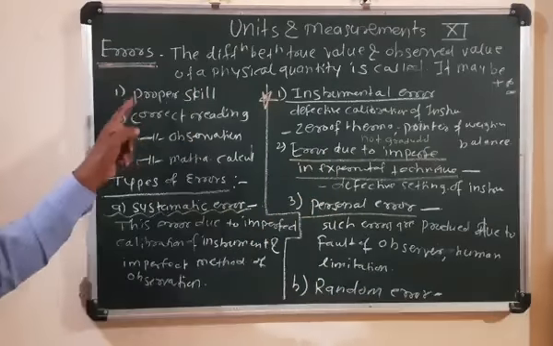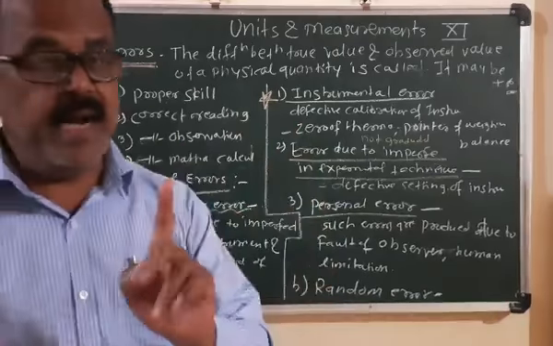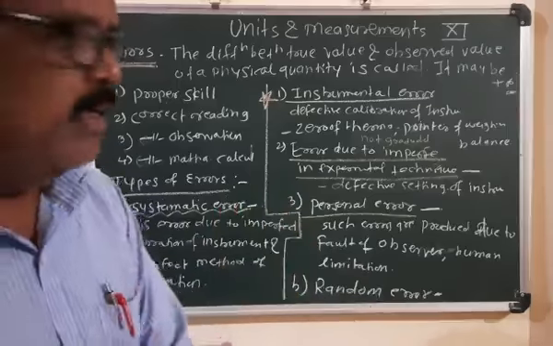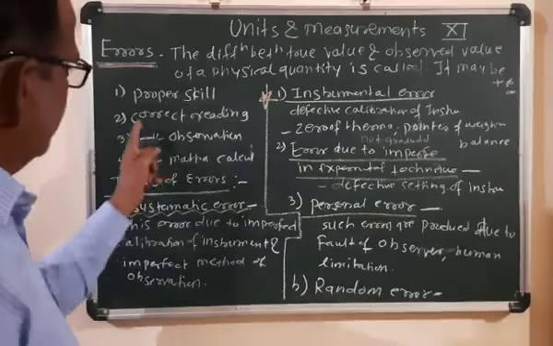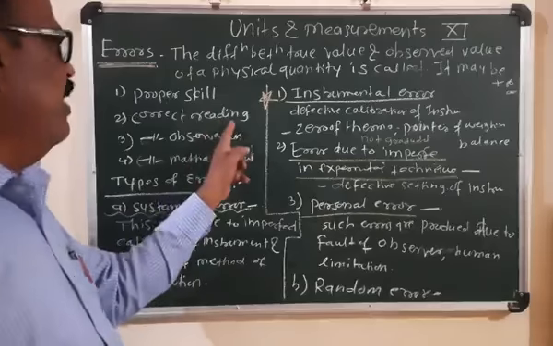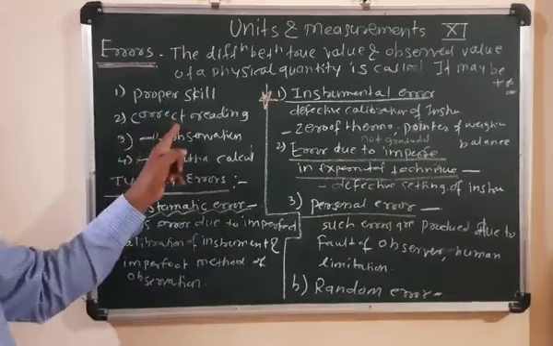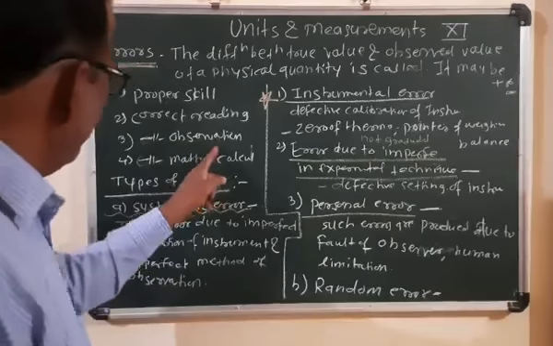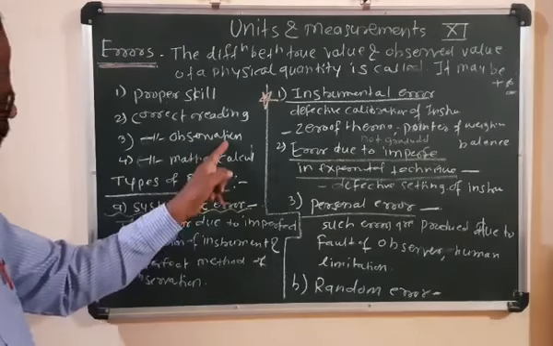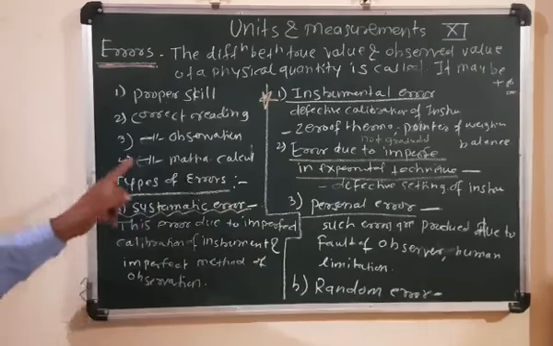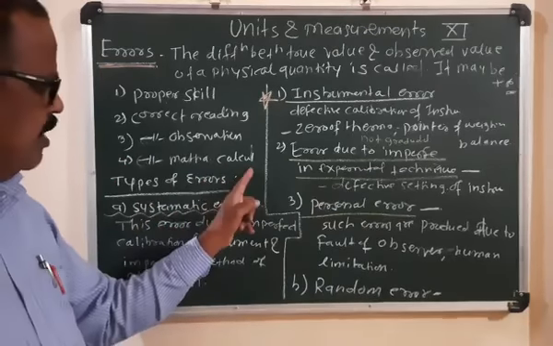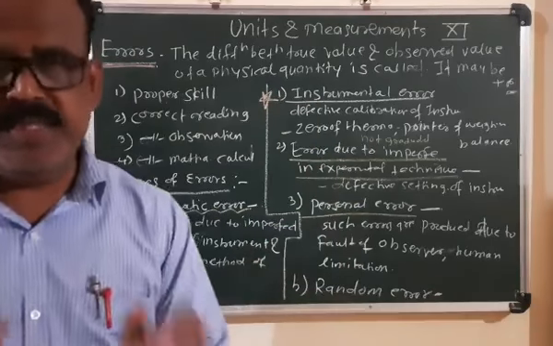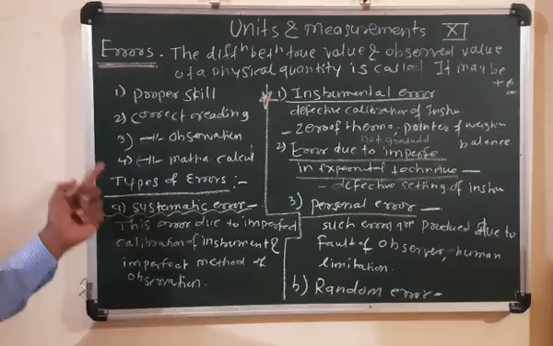First, we have to use the proper skill. At the time of experiment, if we use the proper skill, then the error can be minimized. Next, we note the correct reading. We have to observe the correct reading or correct observation, and we can minimize the error. Also, correct mathematical calculation reduces the errors in the experiment or any measurement of a physical quantity.